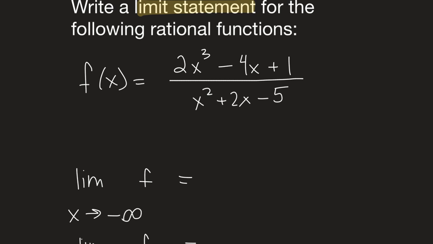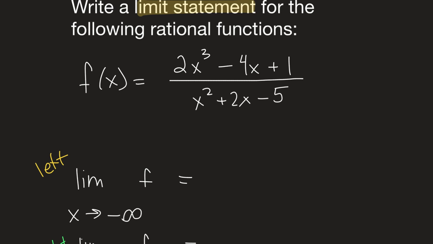Okay, so these are your limit statements. Anytime you're asked to write a limit statement, this is the x decreasing without bound side, and this is the x increasing without bound side. Right? We have two sides to our graph, the left side and the right side. So this is the left side of your graph, and this is the right side of your graph.